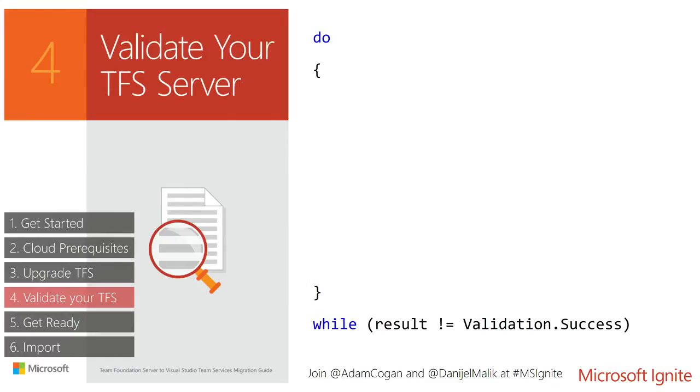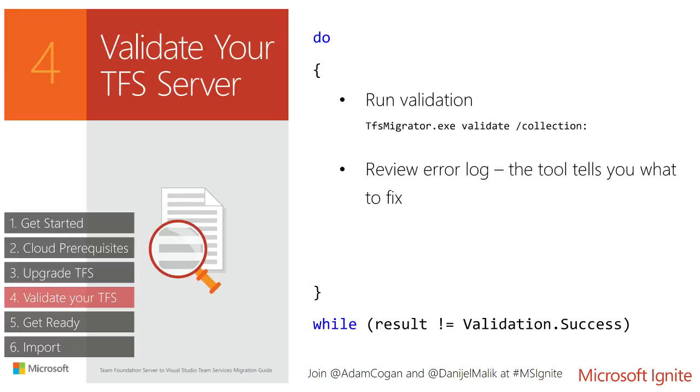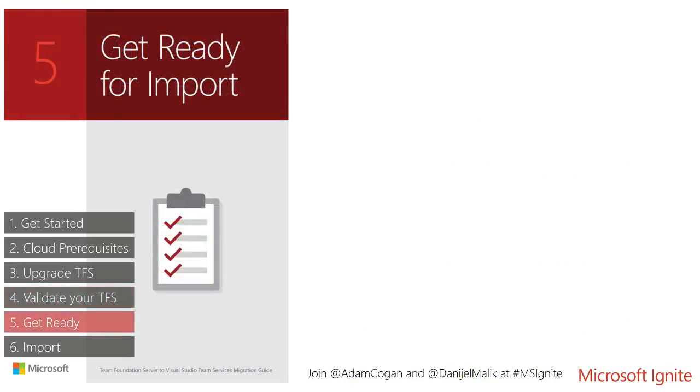Now this, if you haven't made many process template changes, is going to be sweet. I was unsure about this one because I knew that we'd made some. So basically you run this TFS migrator exe with validate/collection. You review the error log, see what it tells you to fix in the tool, and if there are problems that you don't know what they are in the tool, which is going to be pretty rare, you can send those to Microsoft. So you get ready for your import.